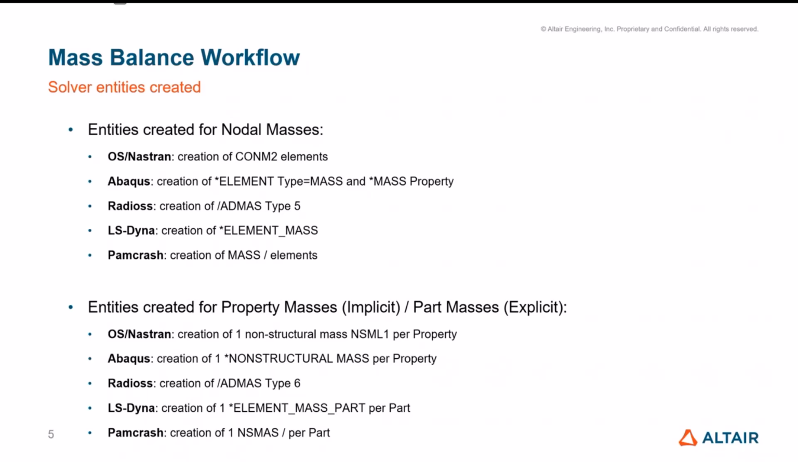If the user selects to distribute the mass on properties or part masses, then depending on whether you're in the implicit or explicit solver interfaces, you will have different entities created. For OptiStruct and Nastran, it will create a non-structural mass NSML1 per property. Same for Abaqus, using the non-structural mass per property. For Radioss, you will have the /ADMAS type 6 created, for DYNA element mass part, and for PAM-CRASH the NS mass per part.